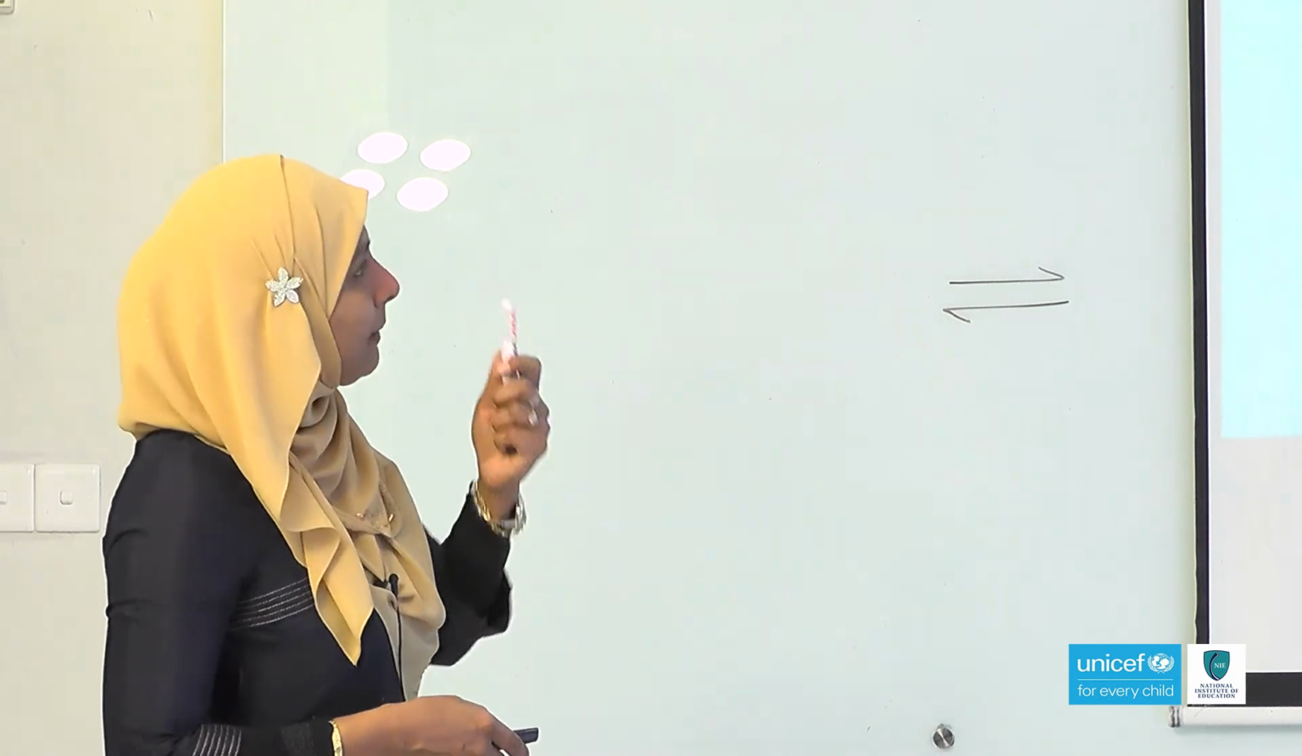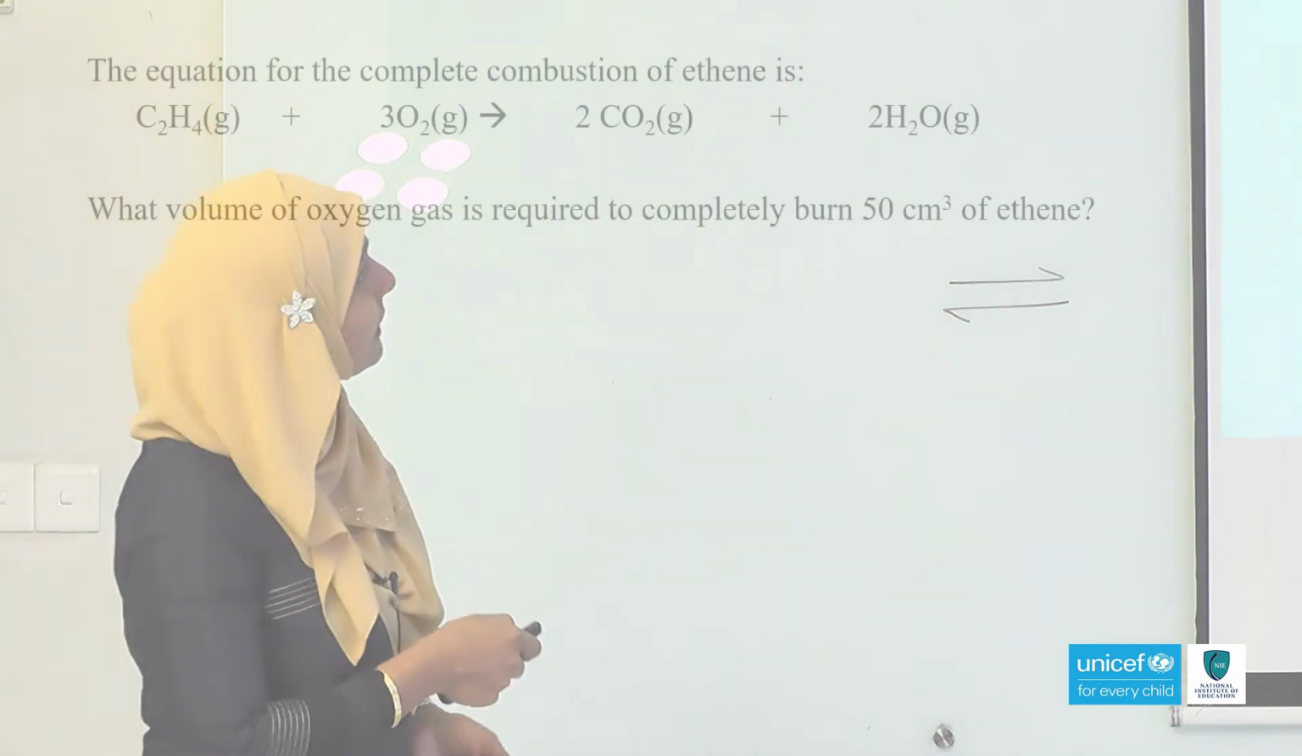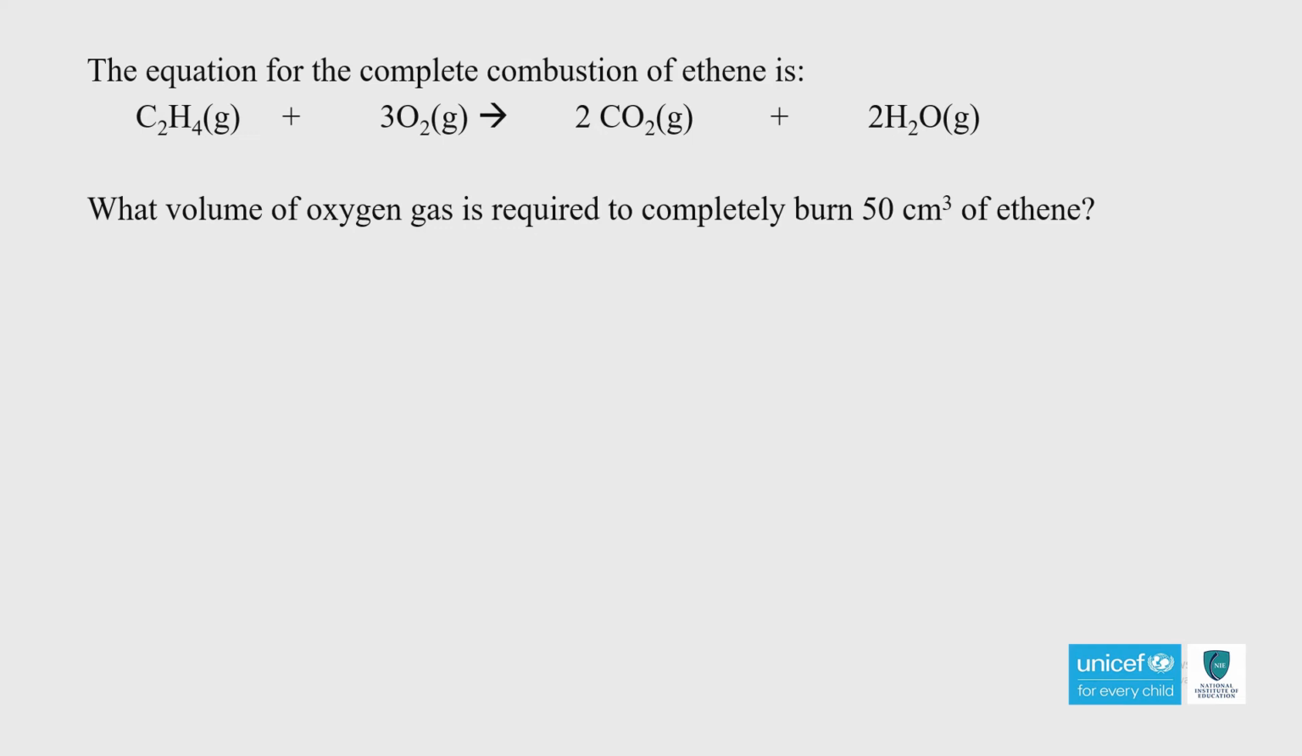Now, another example involving gases. The equation for the complete combustion of ethene is given here. What volume of oxygen gas is required to completely burn 50 centimeter cube of ethene? Now, you need to work out which one is ethene here. So, this is ethene and that is oxygen, right.